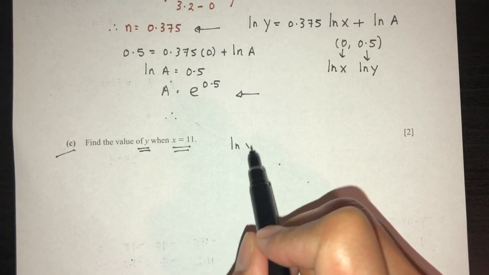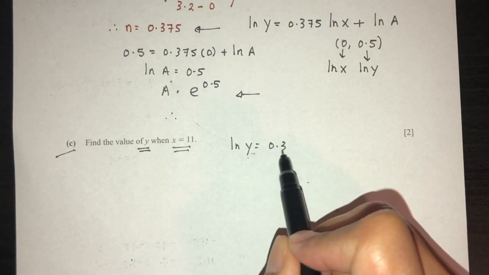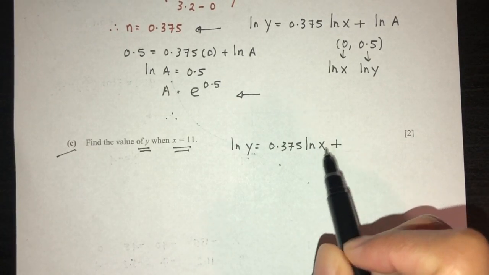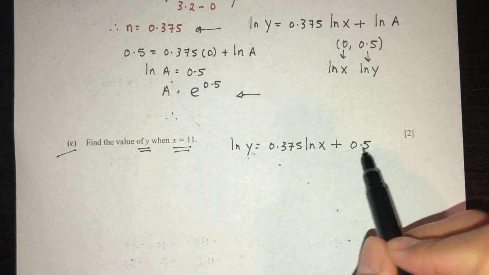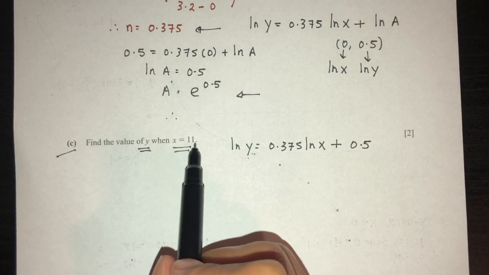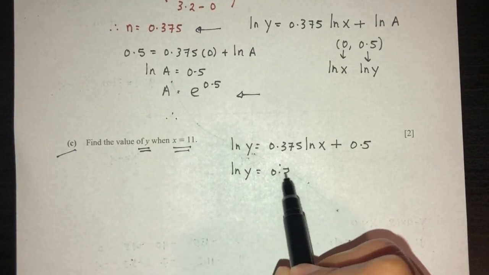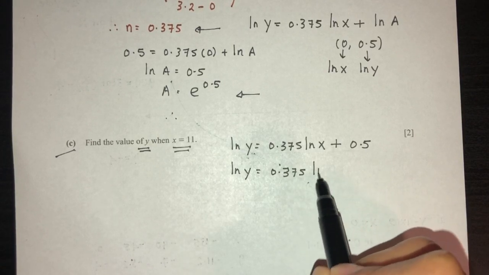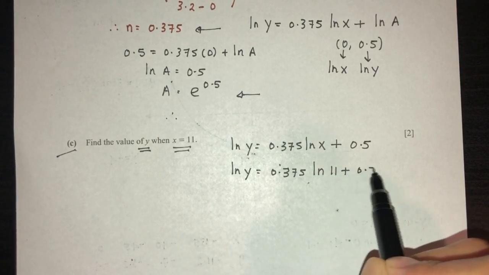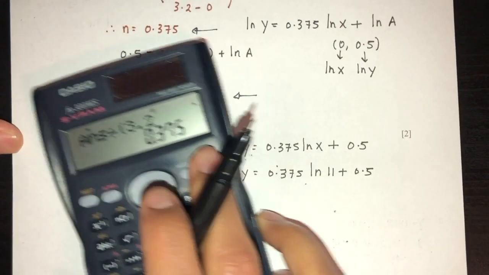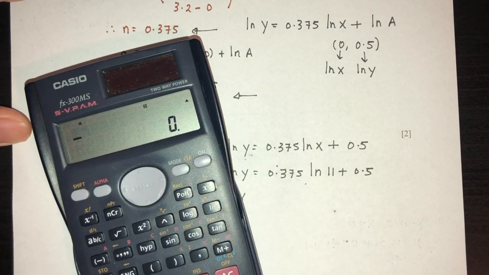So we have ln y is equal to 0.375 ln x plus ln a, which is 0.5. Replace x equal to 11. Replace, you will have 0.375 ln 11 plus 0.5. So we have to find the value of y. So first find ln y.